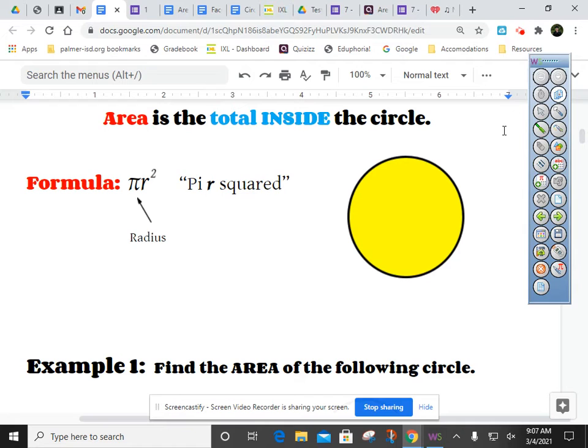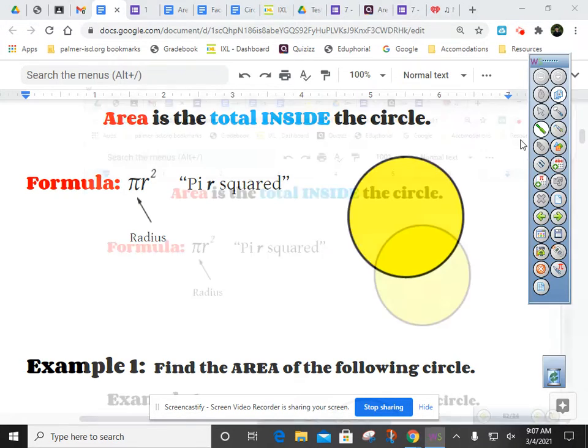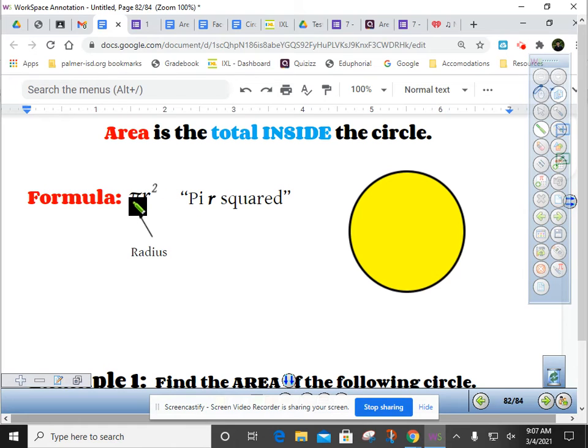What is area? Total inside of the circle. That means if you colored it in, that's what you get. The formula for area: pi r squared.